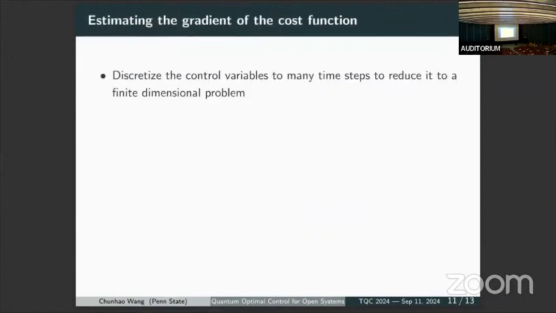Now let's get to the second part, estimating the gradient of the cost function. So the goal is to determine the control variable U of T, right? But this is a continuous domain. But we can discretize the time into many time steps. So we can turn the problem into a finite dimensional problem. So we just need to determine the function values at the discretized time steps. Then we can approximate the function U of T.